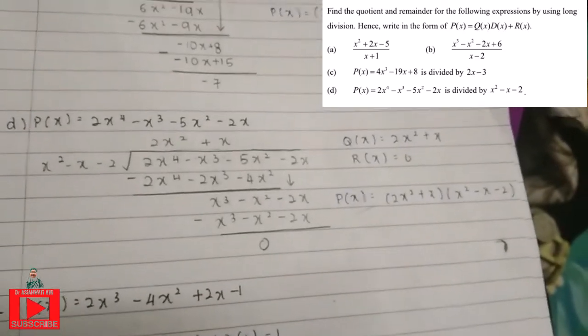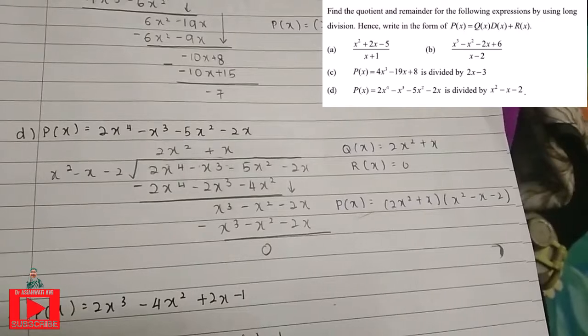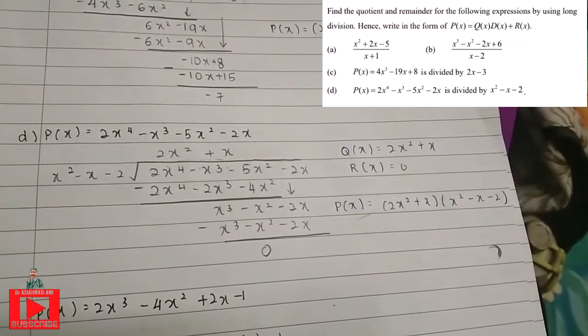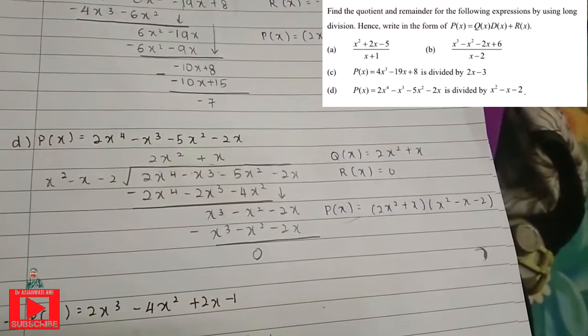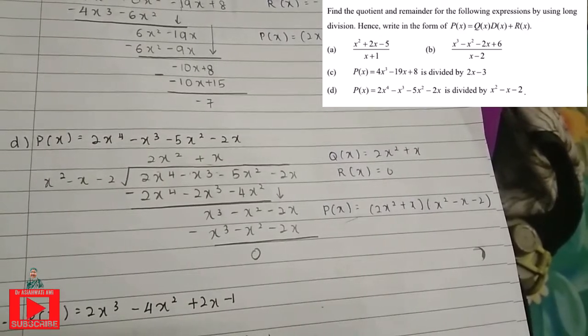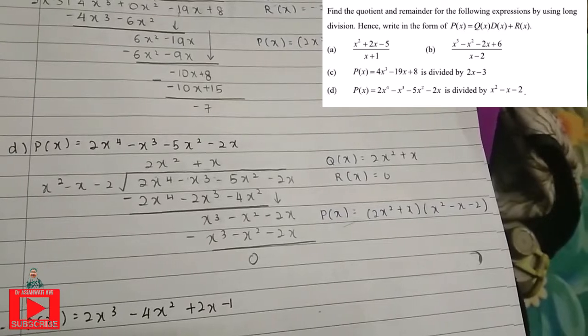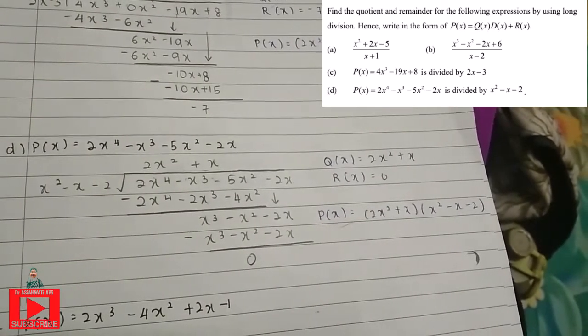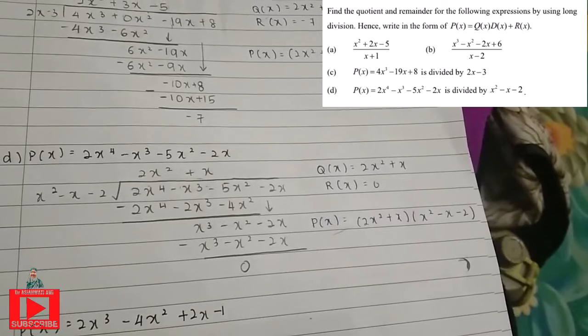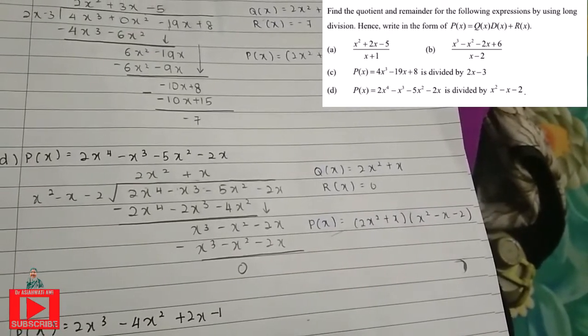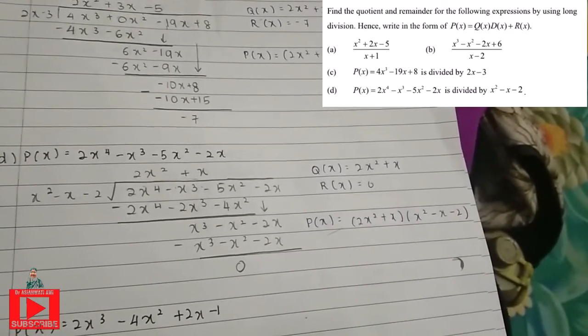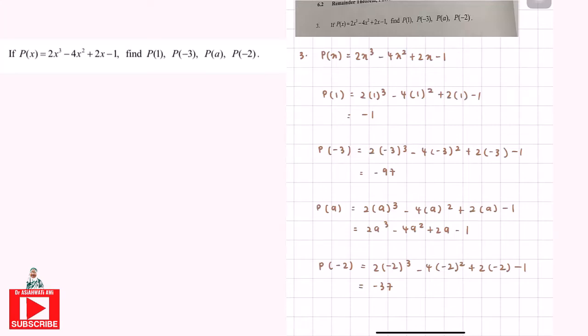And also for question D, just the same, just divide 2x to the power of 4 by x squared, and then you get 2x squared, and then you multiply back, and you get that the remainder is 0, so just write the remainder is 0, and the quotient is 2x squared plus x, and just write back in the form of p of x. Okay, so the question gives p of x equal to 2x to the power of 3 minus 4x squared plus 2x minus 1.